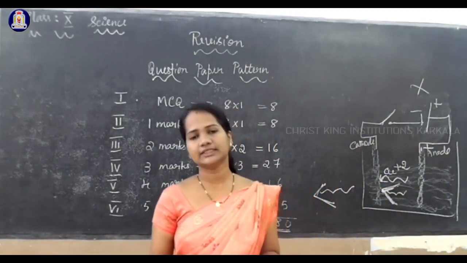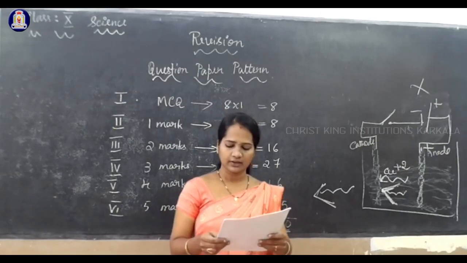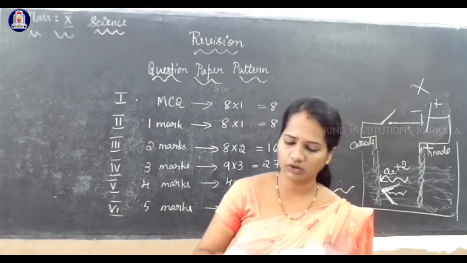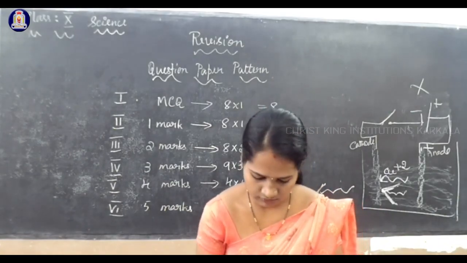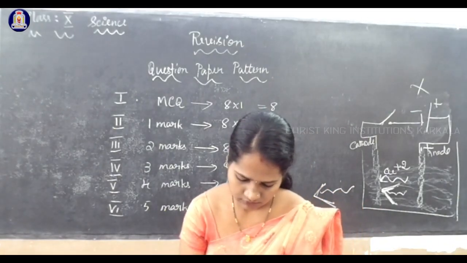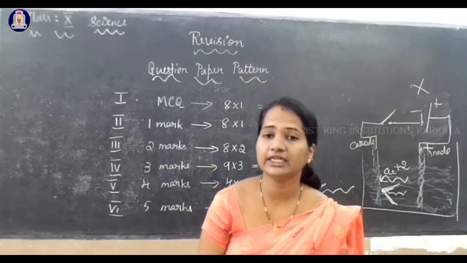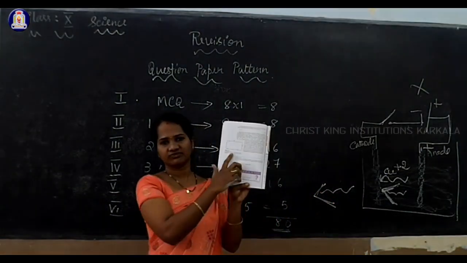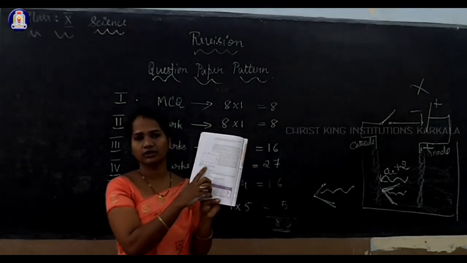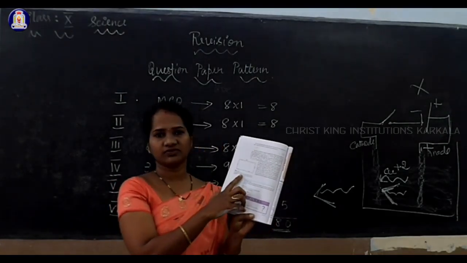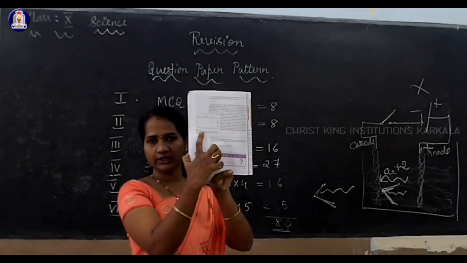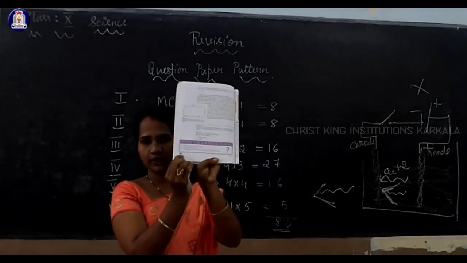Next, the electricity lesson in the physics part, page number 94. Figure 12.1. This diagram will be asked for 2 marks. It is there in your list of diagrams for the exam. Figure 12.1, page number 94.